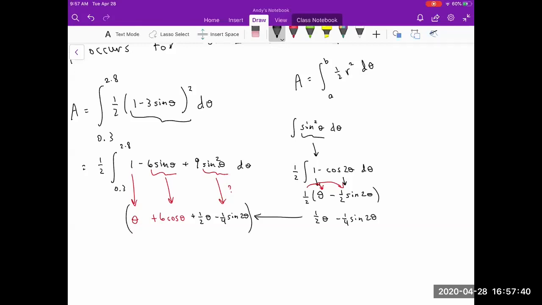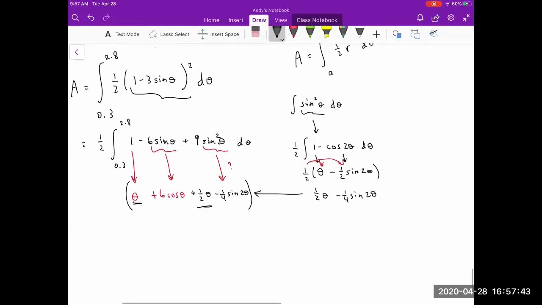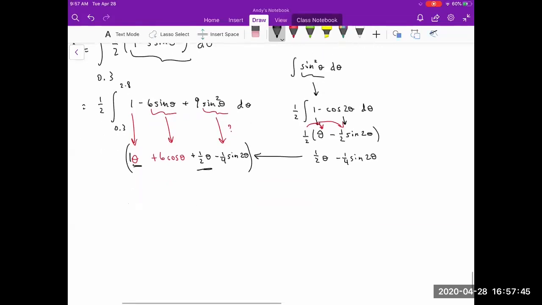Perfect. Now, of course, these combine. 1 plus 1/2 is... Don't forget the 9. Oh yeah, I forgot the 9. Thank you. Good. So that's not quite true then. Thank you, Morgan. Nice. Plus 9. There we go. Awesome. So this is theta plus 6 cosine theta plus 9/2 theta minus 9/4 sine of 2 theta.